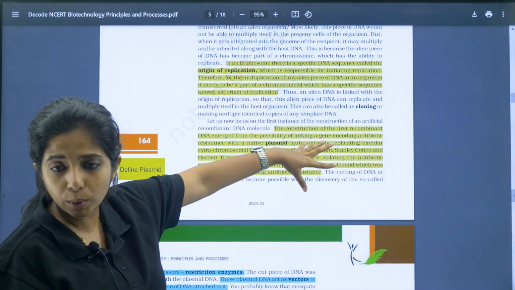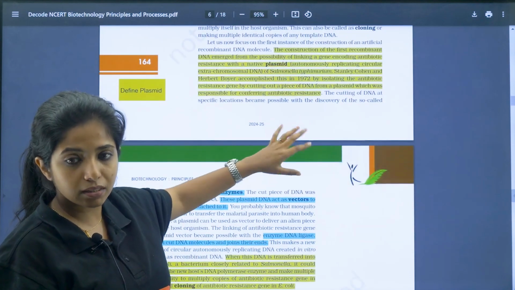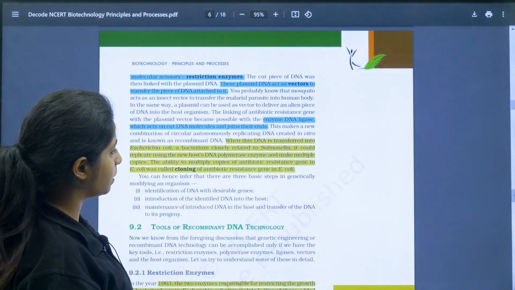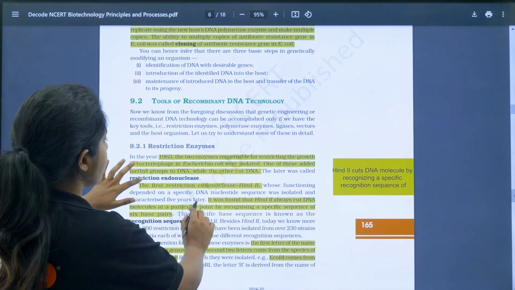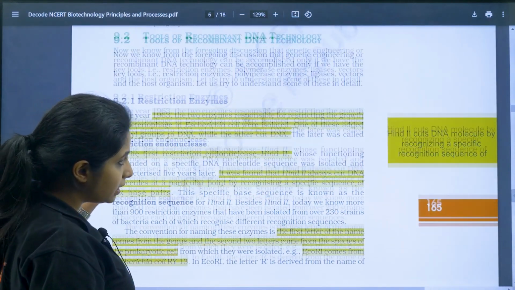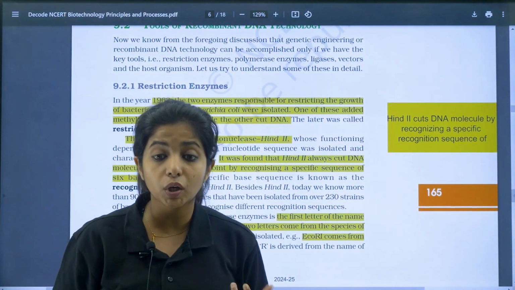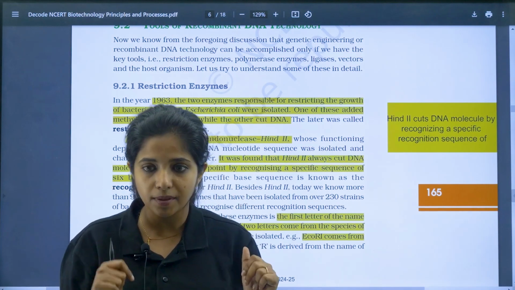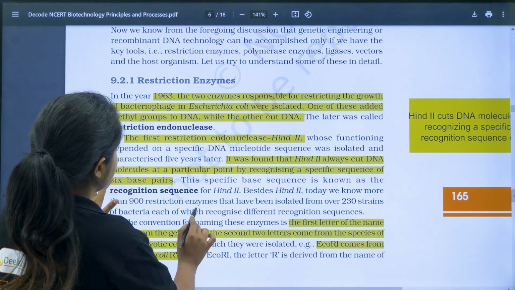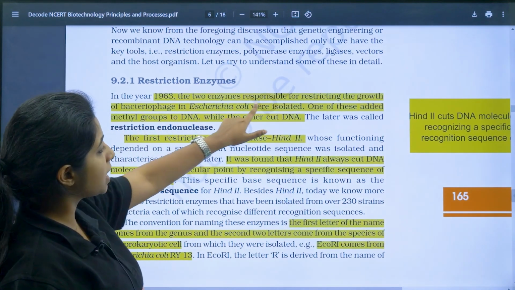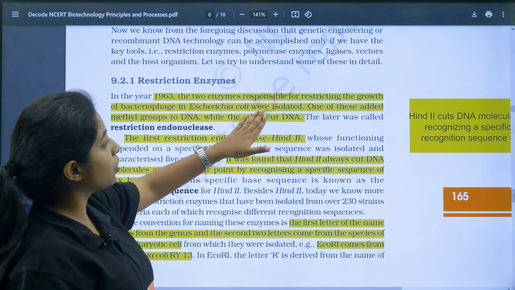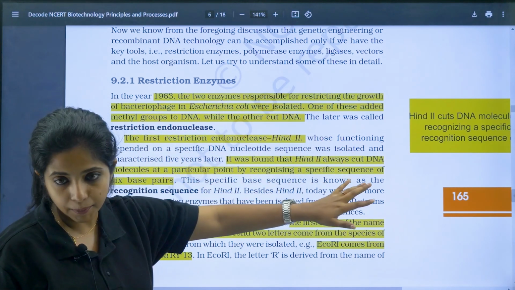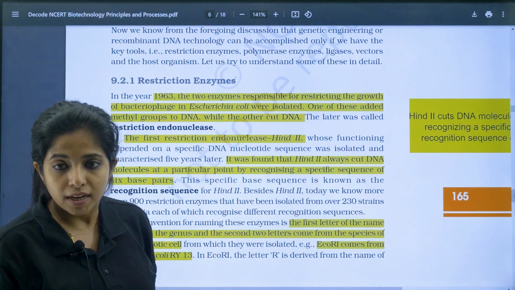Your basics of this particular chapter have been put over here on page number 164, my dear children. Just go through it. It's very important. The basics are given. Without understanding the basics, you might not be able to understand anything else as well. Now, they have spoken about restriction enzymes very clearly. What do you mean by restriction enzyme? They are the molecular scissors, the ones that cut the DNA. Now over here, in 1963, the two enzymes responsible for restricting the growth of bacteriophage in Escherichia coli were isolated. So what was happening, my dear children?